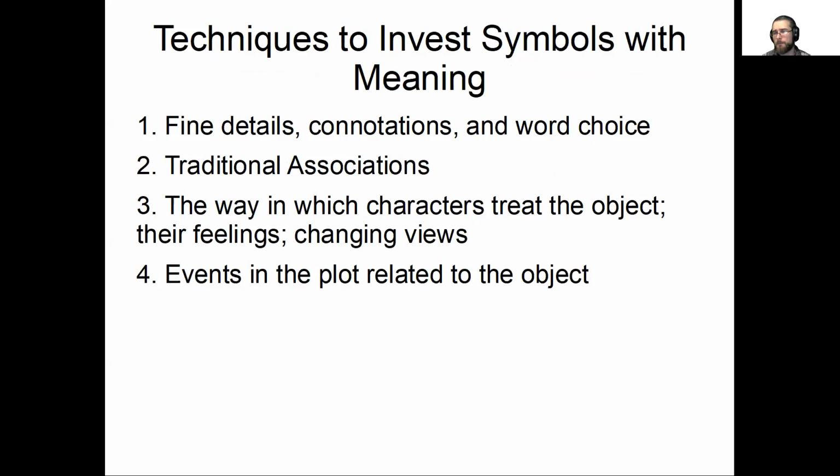Traditional associations. So the lamb, the apple, the snake, the anchor, the red dress, the heart, the rose. All of these are traditional symbols. Drawing on your background cultural knowledge, can you see how the author might be using this symbol in context? Look at the ways in which characters treat the object. How do they feel about it? What do they think about it? What do they do with it?